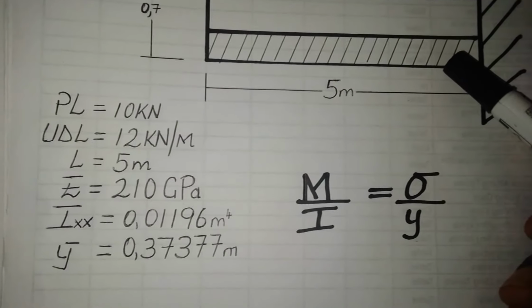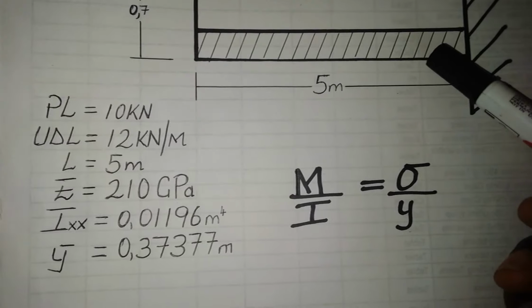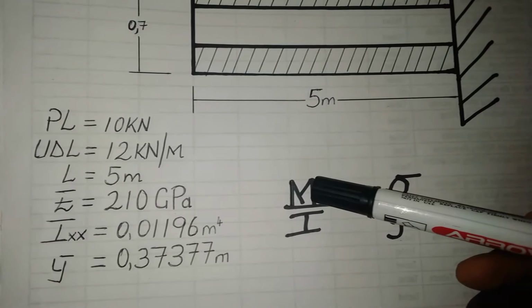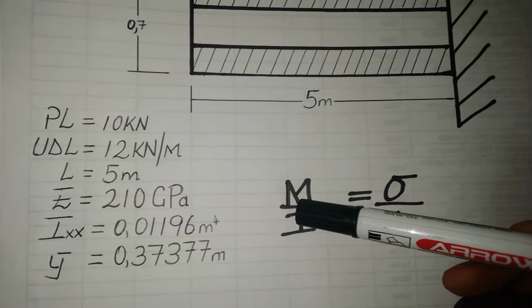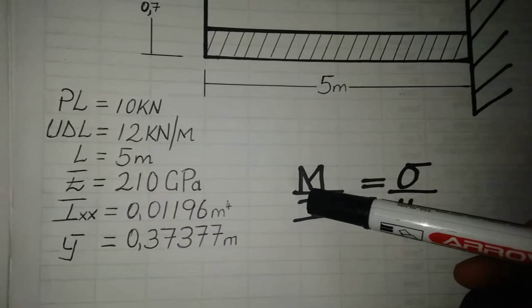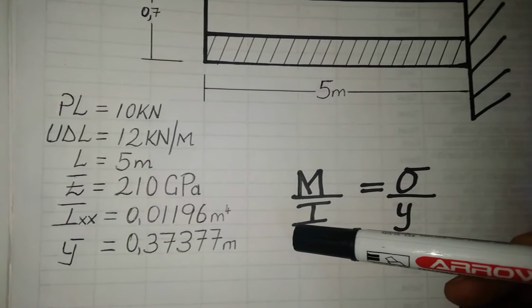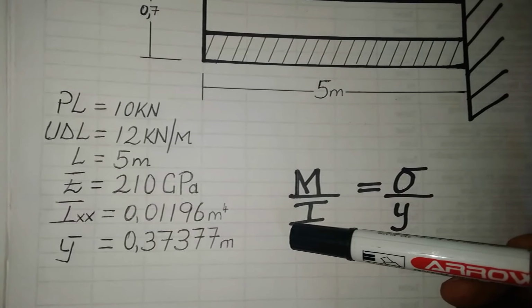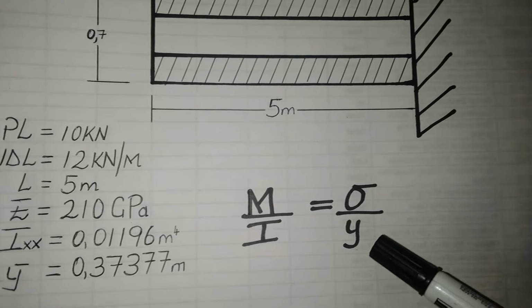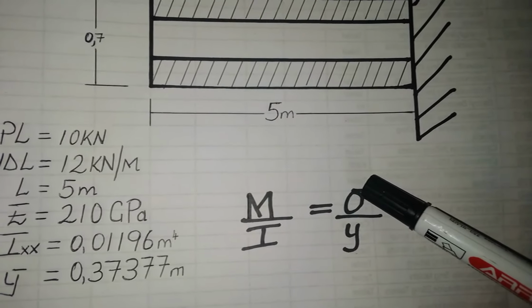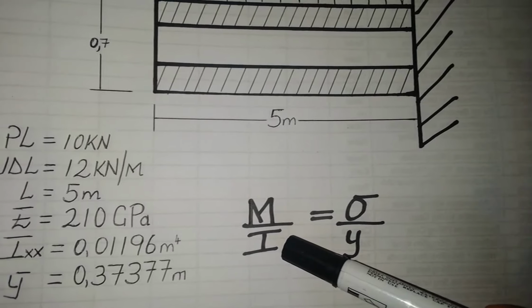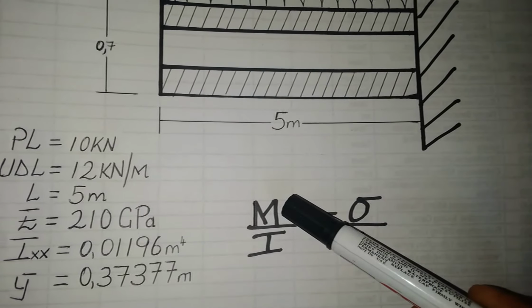We've also got some given information, that is the point load of 10 kilonewton, uniformly distributed load of 12, and length of 5. And we've got the modulus of elasticity, which is 210 gigapascals, and Ixx, the moment of inertia, and Y bar, that is the centroid. So we're going to use this formula to calculate the stress, this is the stress theta, and then this is the centroid, Ixx the moment of inertia, and M is the bending moment.